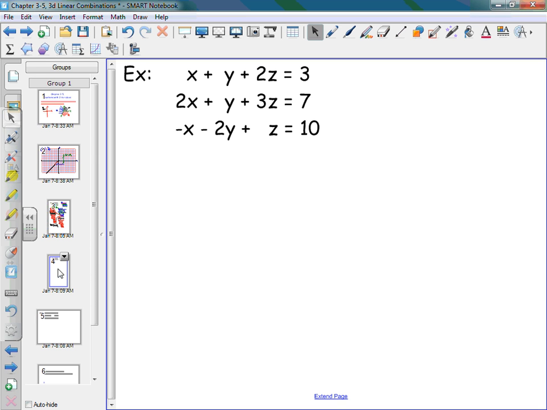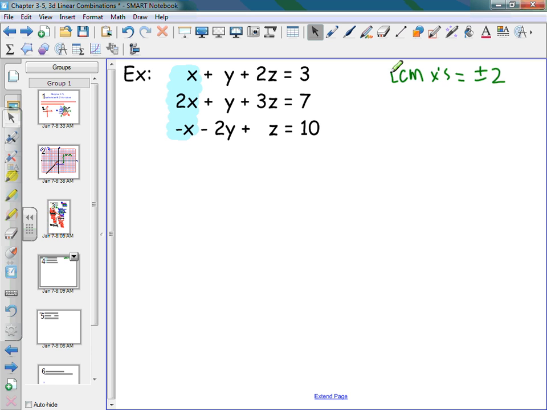Okay, what's the first thing we should do? We should find the least common multiple. Understand that this is the blanket least common multiple. So if I'm looking at my x's, I'm looking at my coefficients over here. What are my coefficients? 1, 2, and negative 1. What's my least common multiple? It's going to be plus or minus 2, depending upon which equations you choose. It could be less, correct?